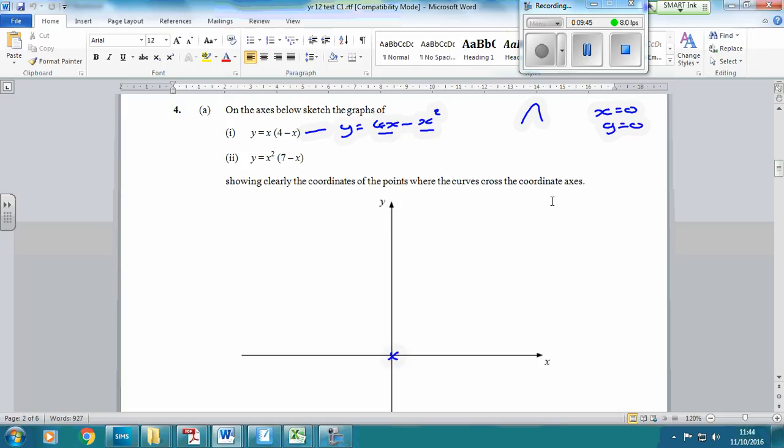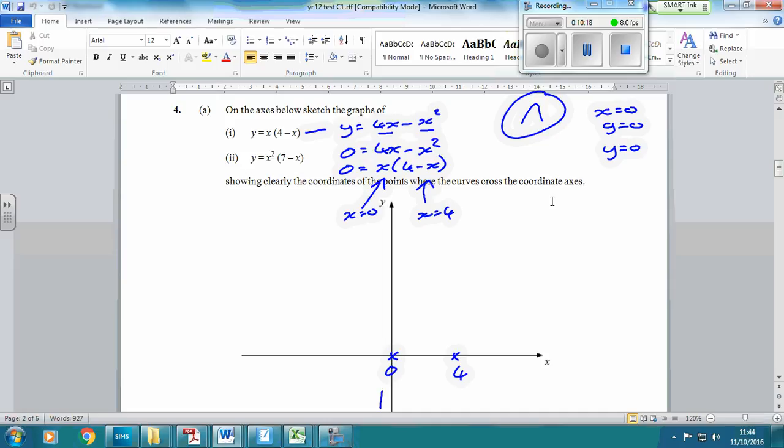And then I want to know where it goes through the x-axis. Let's make y equals 0. So that's 0 equals 4x minus x squared. And with any quadratic, if you're going to find out where it equals 0, you're going to factorize it. So 0 equals x bracket 4 minus x. Then this one is when x equals 0, and this one is when x equals 4. So we've got 0, 4. And we know it's going to be a negative parabola, so it's going to look something like that.